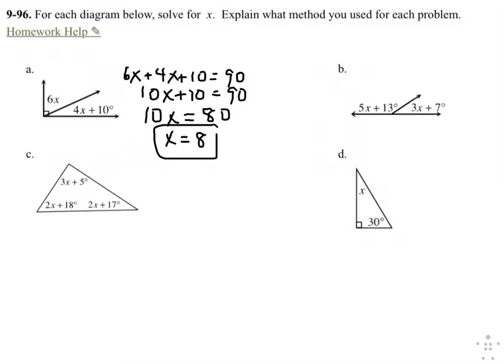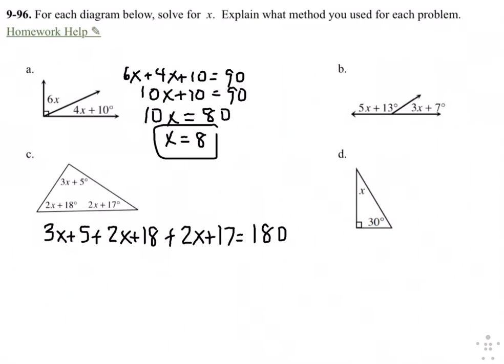I'll do C next, right? I'll kind of go out of order because it fits easier. So the sum of all these angles is 180, right? So it's 3x plus 5 plus 2x plus 18 plus 2x plus 17 has to equal 180 because the sum of the measures of the angles in a triangle is 180.